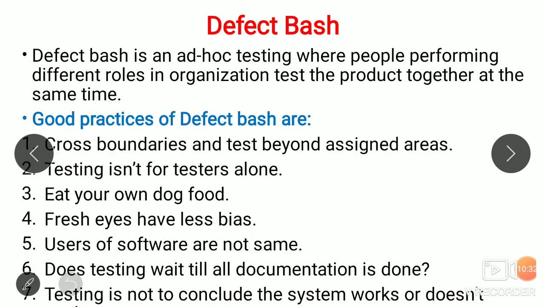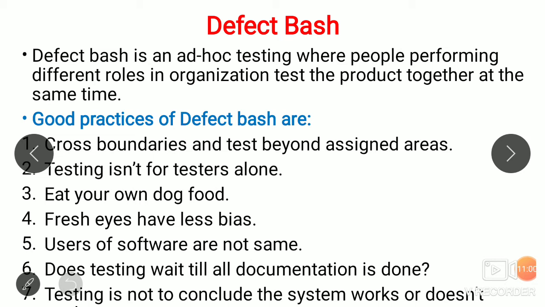Now we will see the defect bash. What is meant by defect bash? Defect bash is an ad hoc testing technique where people performing different roles in organizations test the product together at the same time. What is meant by ad hoc testing? Ad hoc testing is performed without planning and documentation. These tests are executed only once. This is called ad hoc testing.